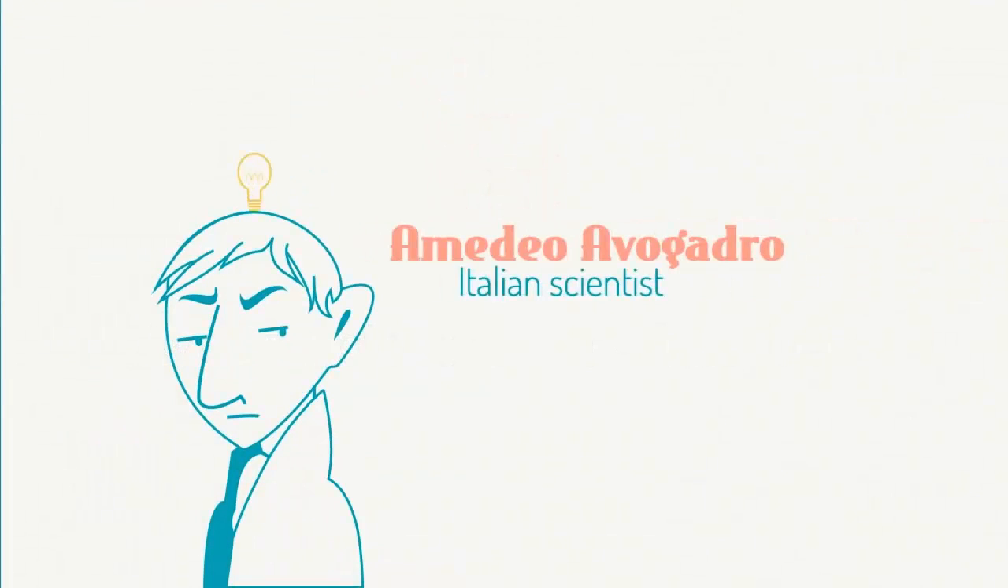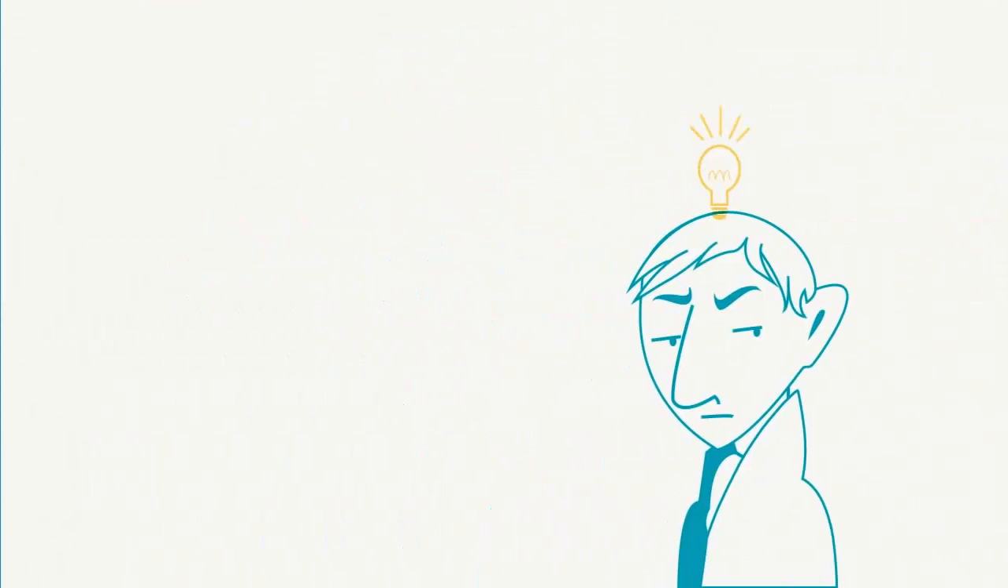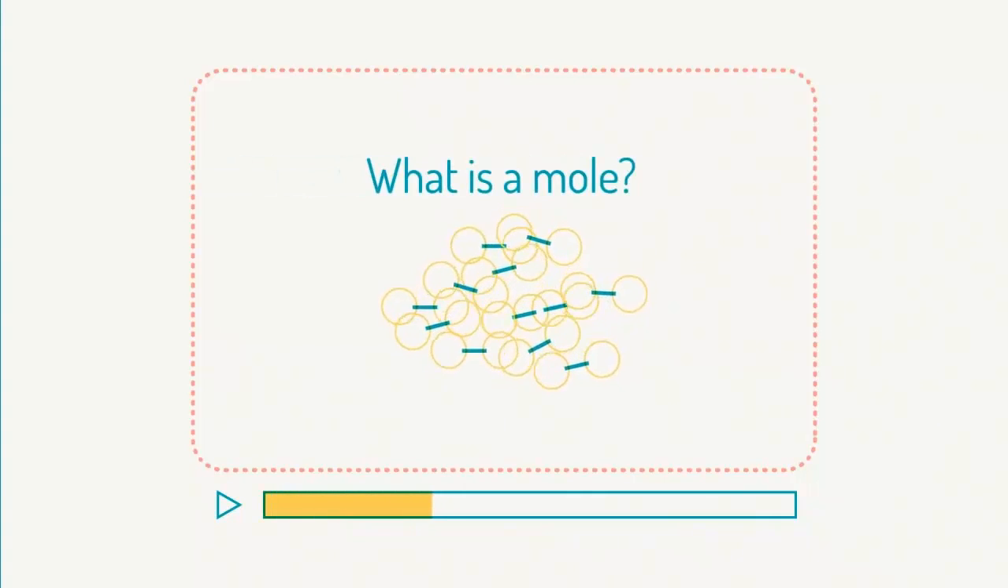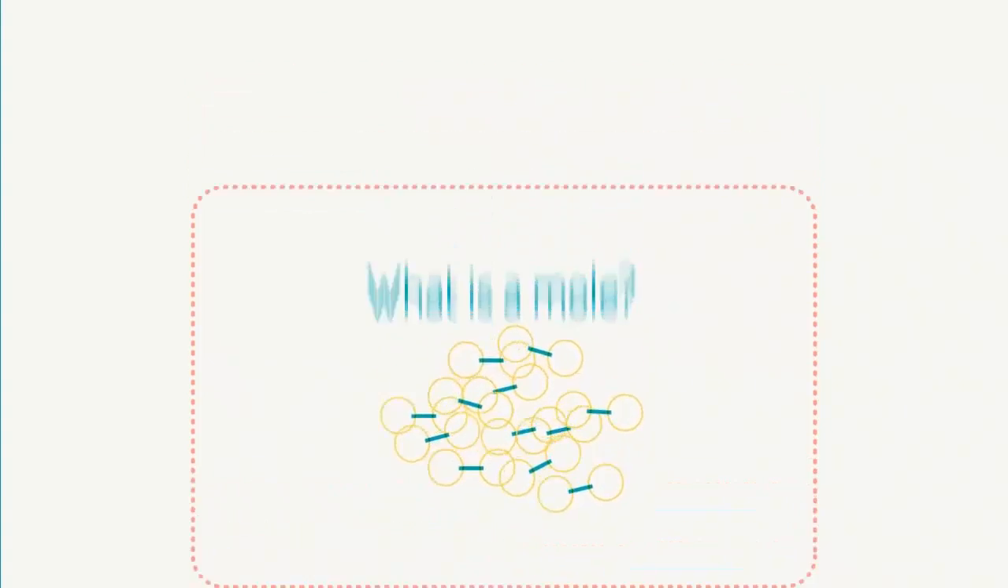Amedeo Avogadro was an Italian scientist. He gave his name to the number of particles in a mole. Maybe you don't yet know what a mole is. If so, just have a look at our video on moles before moving on with this lesson.